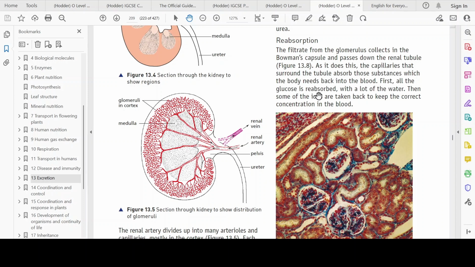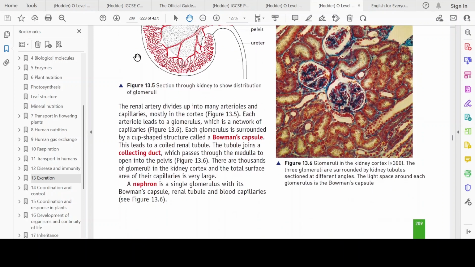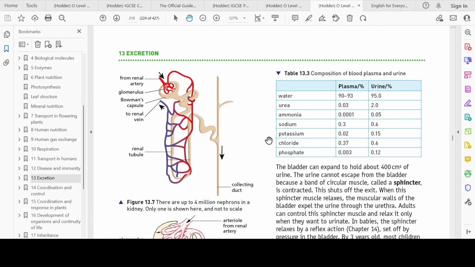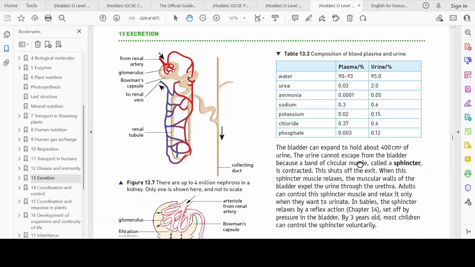First the glucose is reabsorbed, then a lot of water is reabsorbed, and some of the ions are taken back. So what you end up with is water and urea. Mostly, as you can see, they're showing the comparison over here. Water in urine, urea is high in urine, ammonia is there. You're losing some of the salts, not all of them.